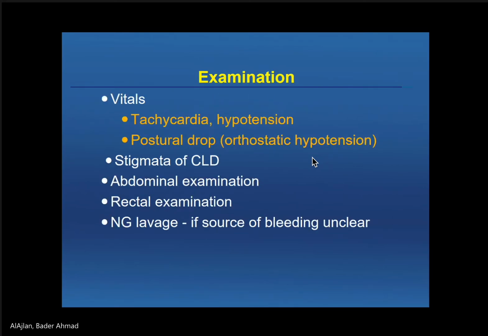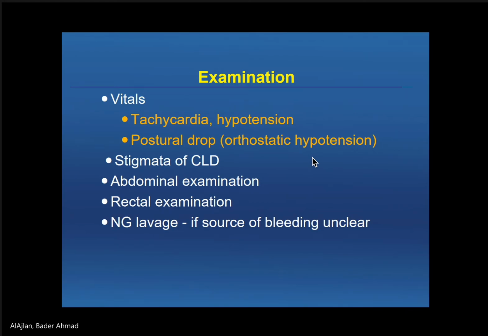The other thing is we go after that to the examination. We start with the vitals. Of course, they can be normal vitals if they have mild or minimal loss, and it can extend to shock. For example, hypotension, tachycardia, or it can be in the middle, like a postural drop or orthostatic hypotension. It's important to do the orthostatics because it gives you a hint of how much blood the patient has lost.